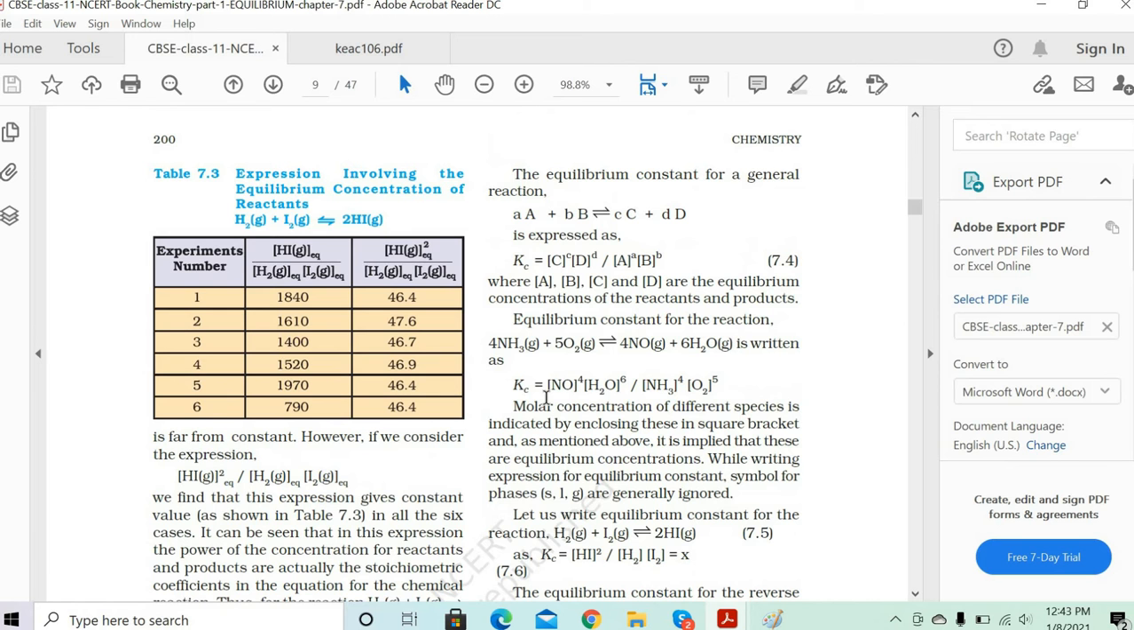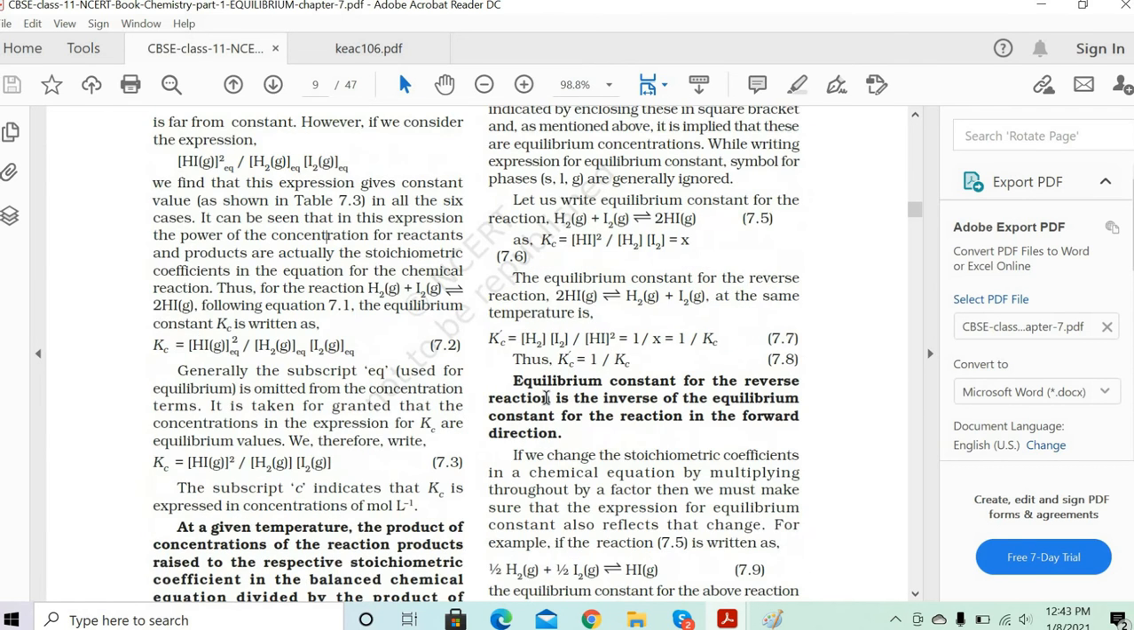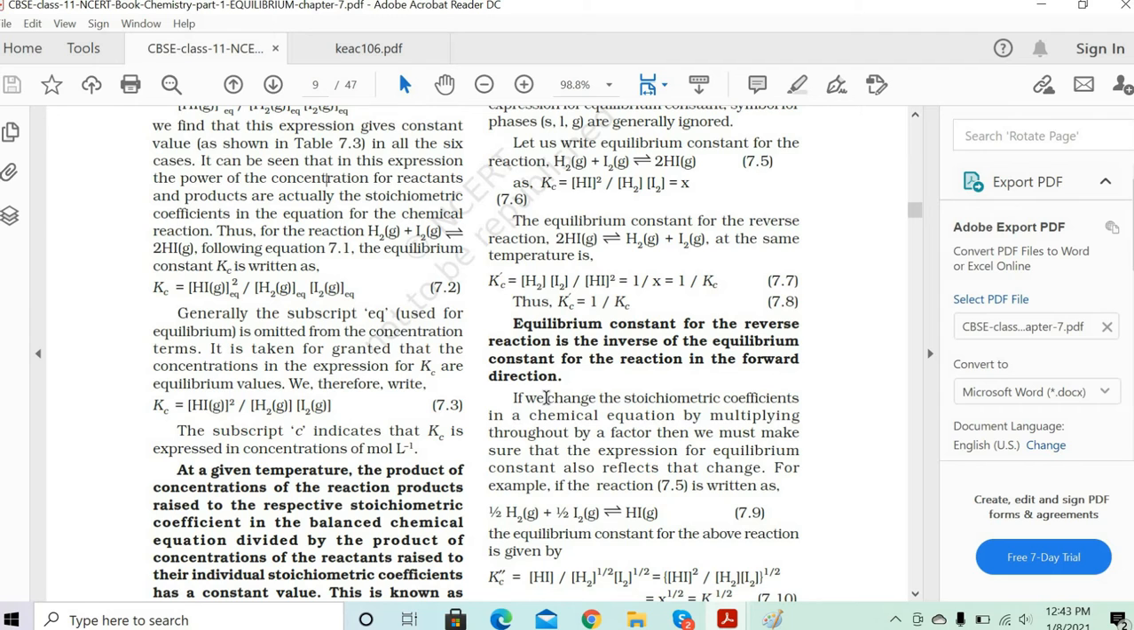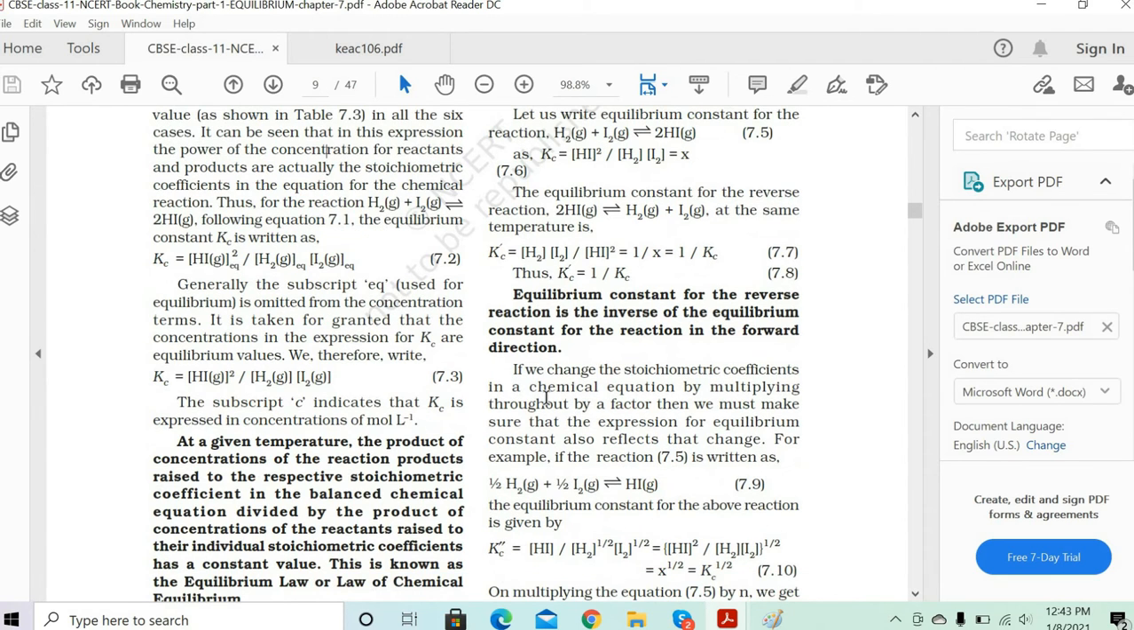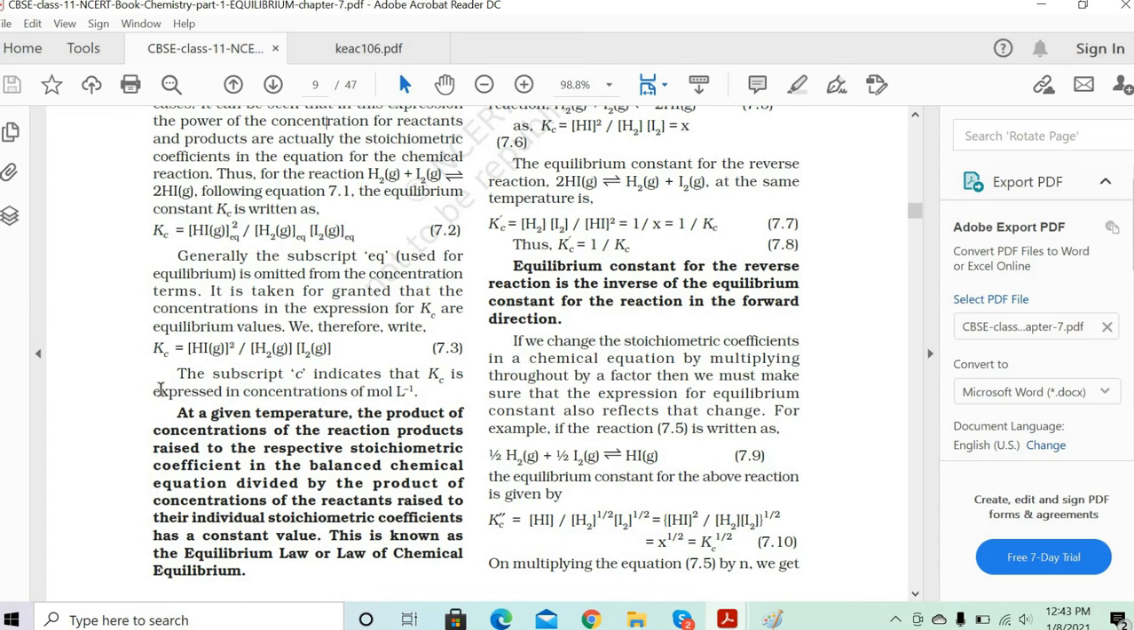Okay, this part is clear now. Write in the equation 7.2. Yes, sir. Clear. 7.3, and always remember the Kc. We represent the Kc, meaning concentration, in terms of moles per liter.